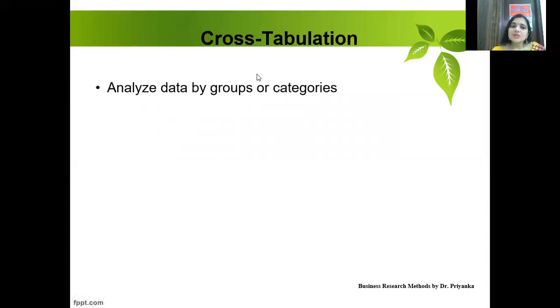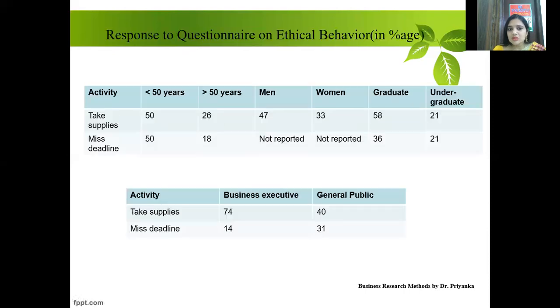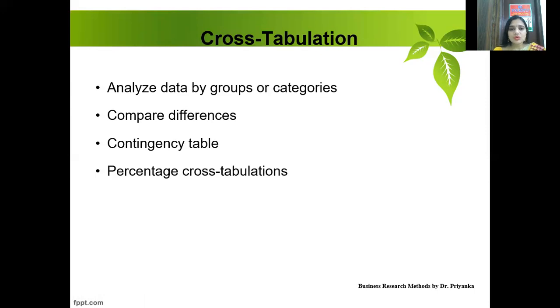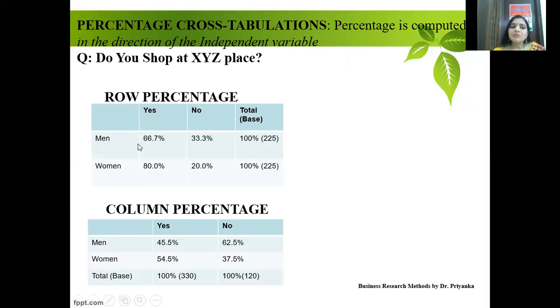Cross tabulation basically is for analyzing the data by groups or categories, like we just mentioned in this example. With the help of categories we are trying to analyze the data, right? Then compare differences, or contingency table, where we mention two variables together, or percentage cross tabulations. Yes, you can go with percentage cross tabulation as well. In the previous table we can mention one column extra for percentages. Let us see how. Like this: men, women, and their percentages of yes and no, and total percentage column wise, right?